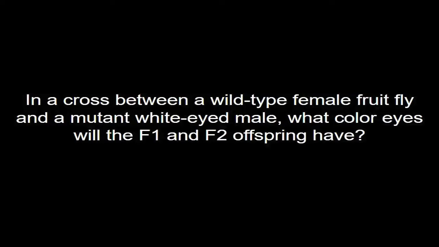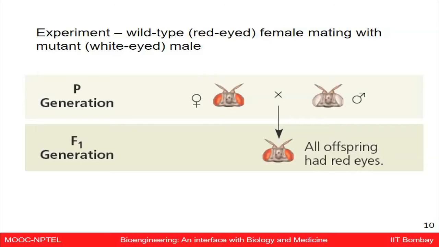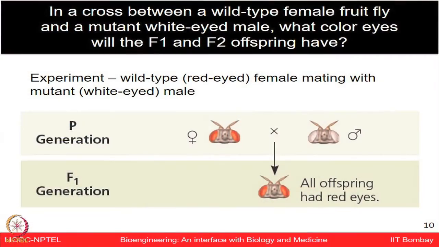All right, so now let's see what kind of cross Morgan did. He took a wild type female fruit fly as well as a mutant white-eyed male fruit fly, and then observed their progeny in the F1 and F2 generations. So in this case, the female is red-eyed and the male is white-eyed in the parent generation. In the F1 generation, all the offspring showed red eye. Just imagine what Mendel's experiments were, right? So purple was the dominant, and that was shown in all the F1 generation. Something similar he also saw.